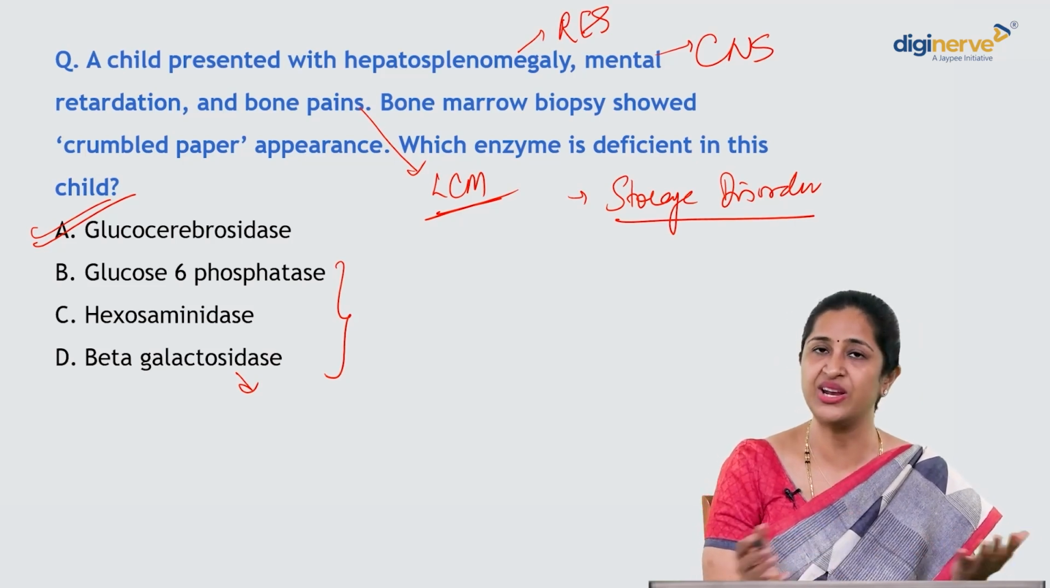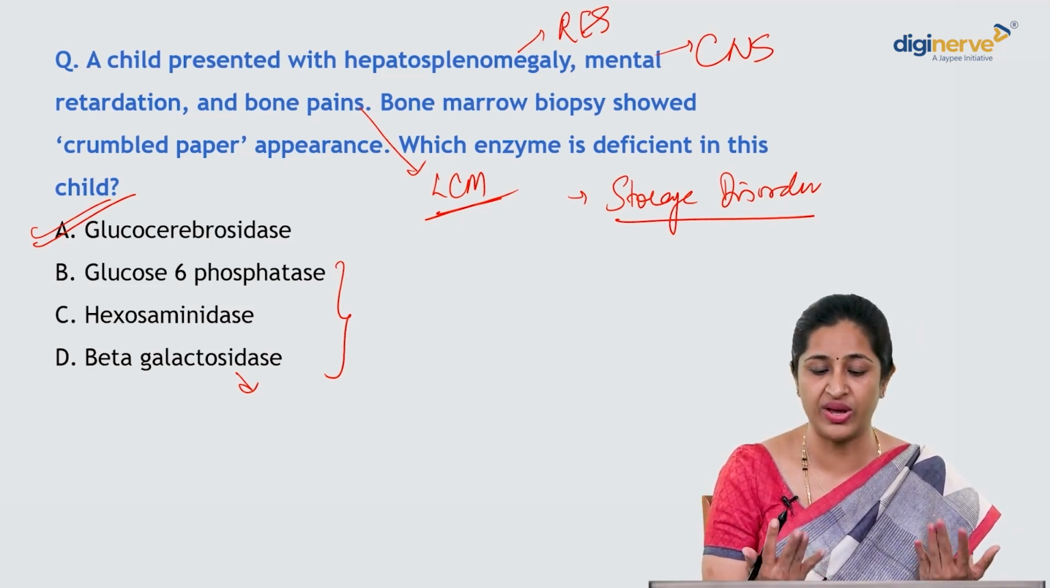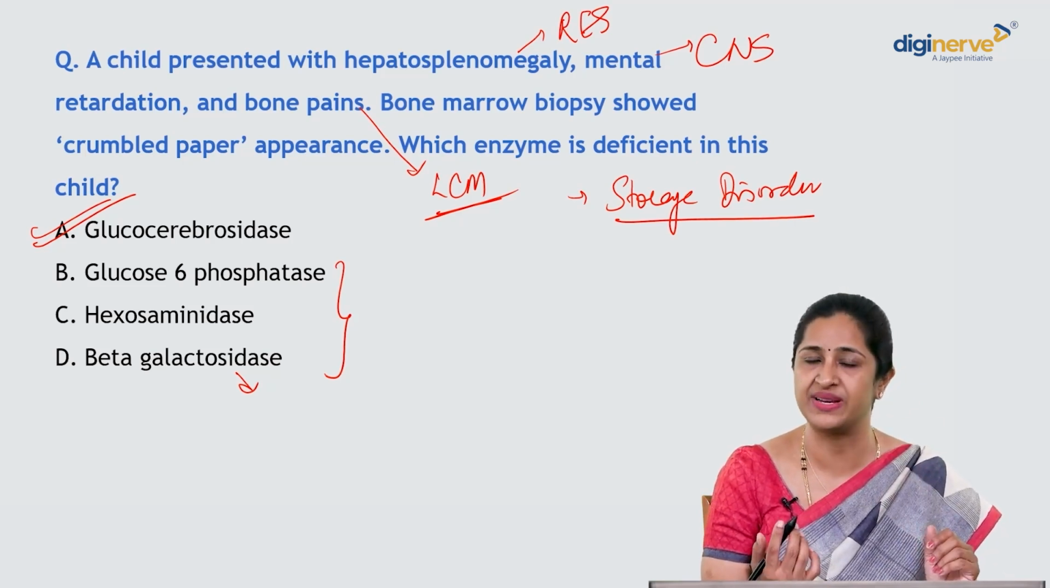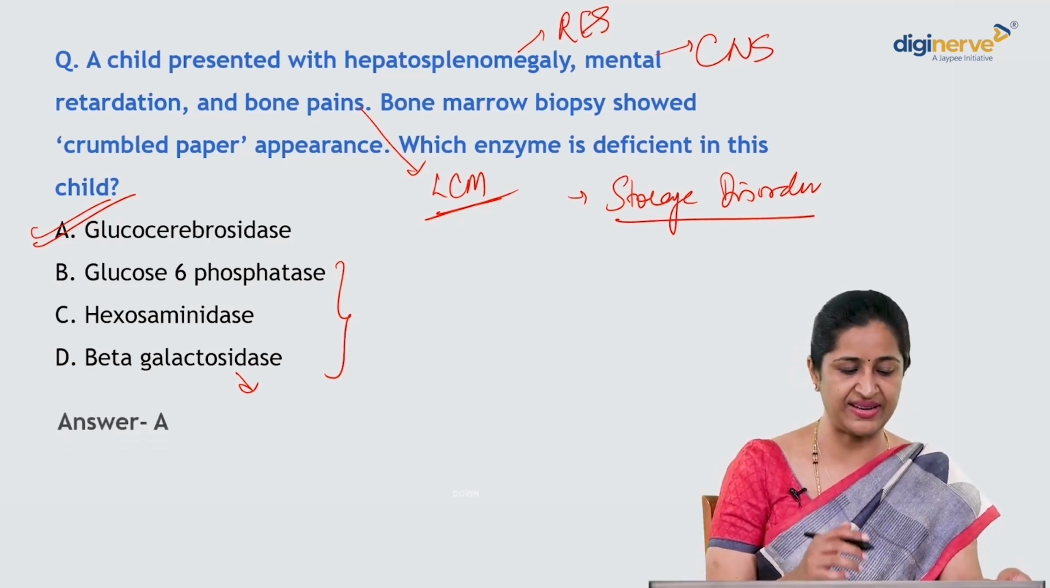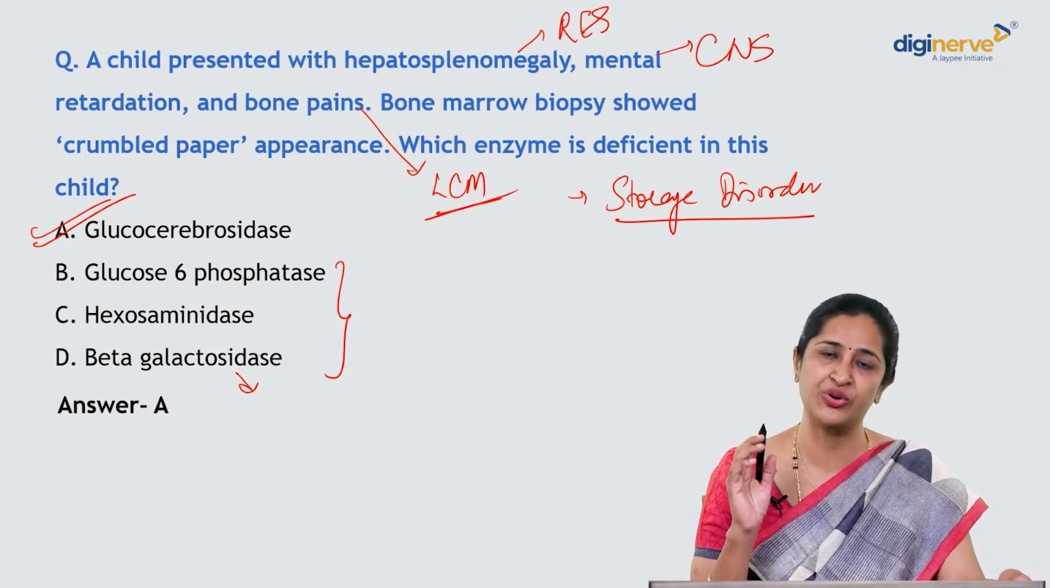So because of this, none of them will present with a storage disorder where you have this kind of crumpled paper appearance in the bone marrow. That is why the correct answer is A, glucose cerebrosidase.